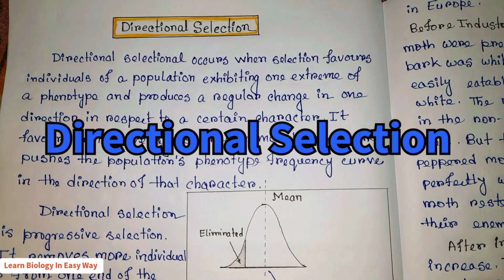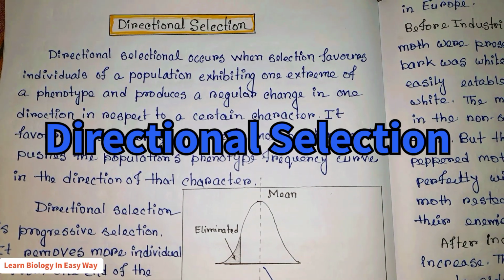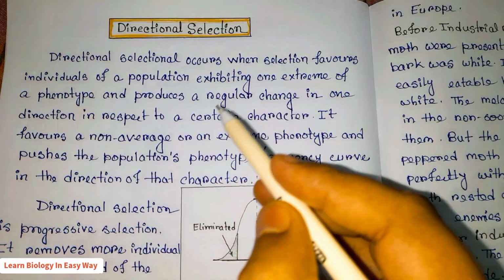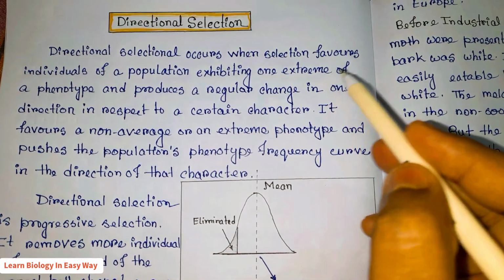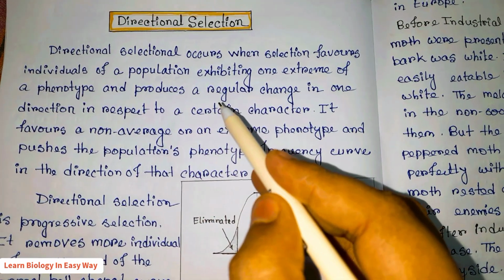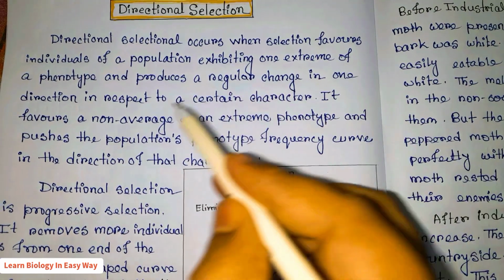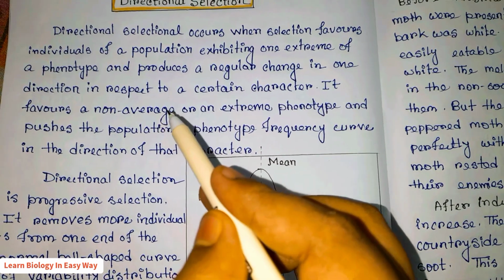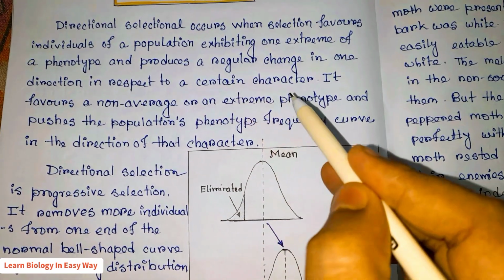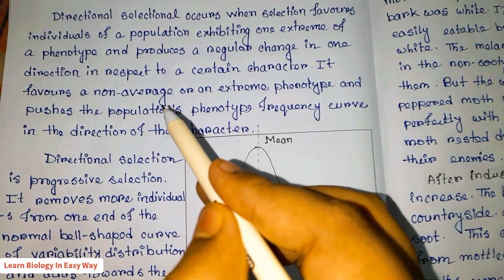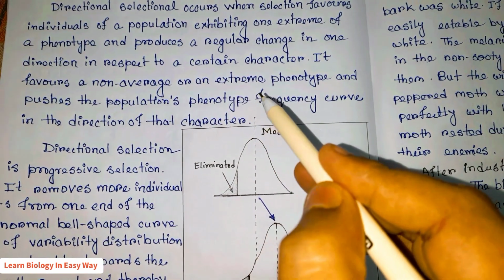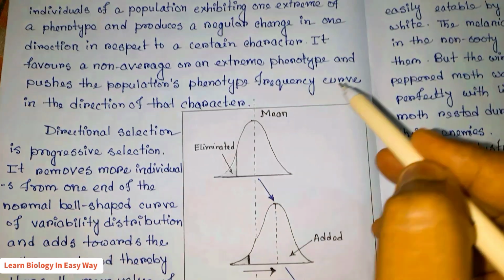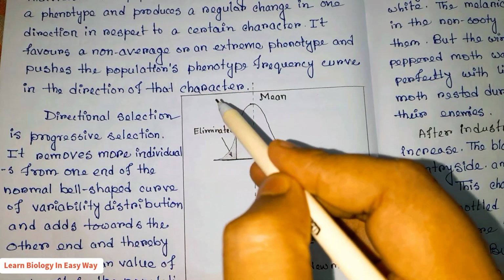In this video, I am going to talk about directional selection, a type of natural selection. Directional selection occurs when selection favors individuals of a population exhibiting one extreme of a phenotype and produces a regular change in one direction with respect to a certain character. It favors a non-average or an extreme phenotype and pushes the population's phenotype frequency curve in the direction of that character.